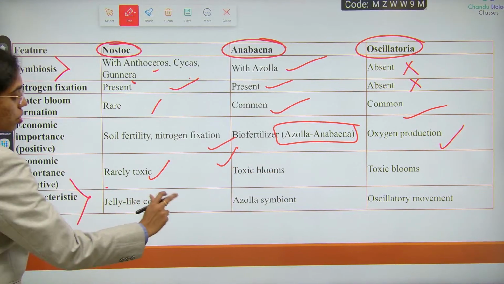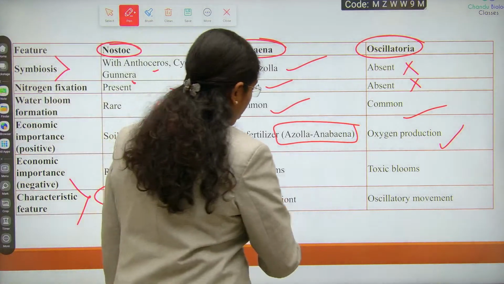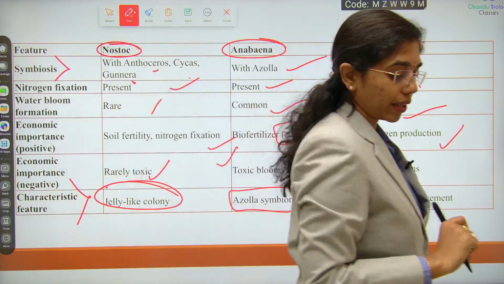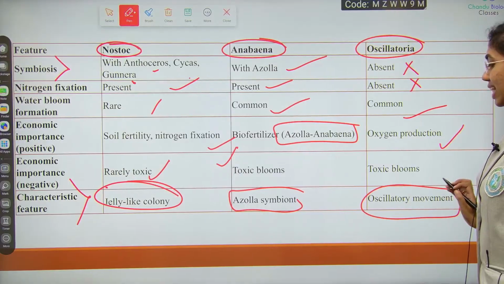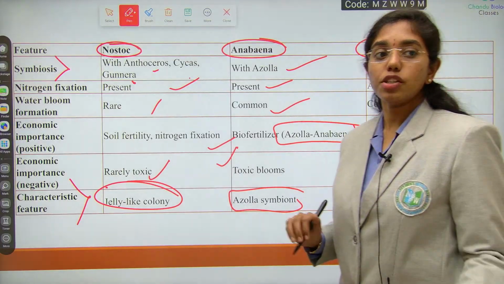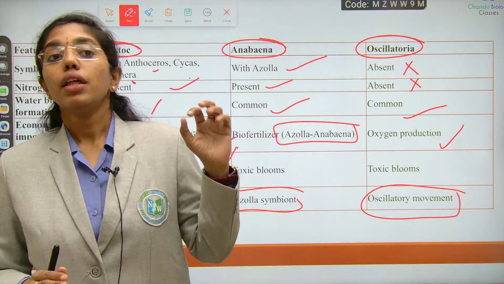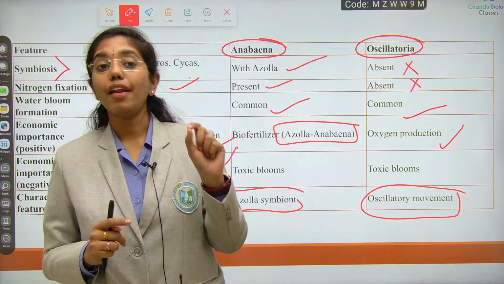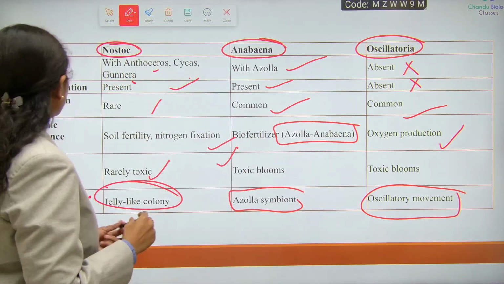Characteristic feature of Nostoc is jelly-like colony. Anabaena is an Azolla symbiont, and here the characteristic feature is oscillatory movement, which is observed. So with this, complete cyanophyceae, general characteristic features and 3 type studies, Nostoc, Anabaena and Oscillatoria are learnt in comparative analysis. And now we will move on to mycology.